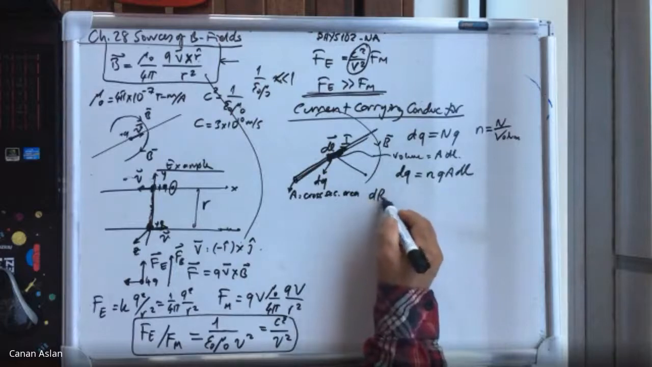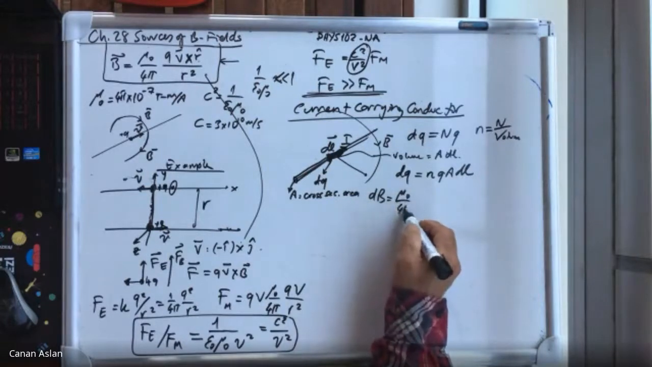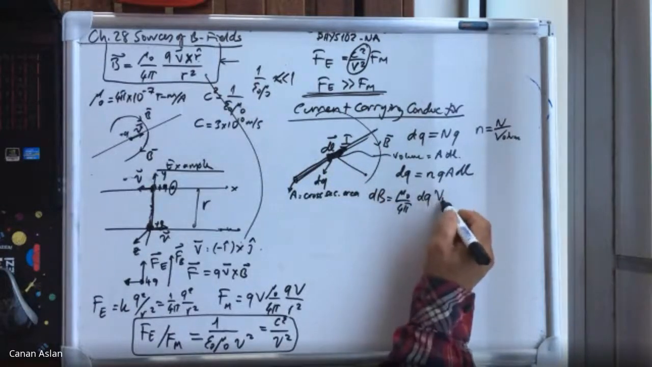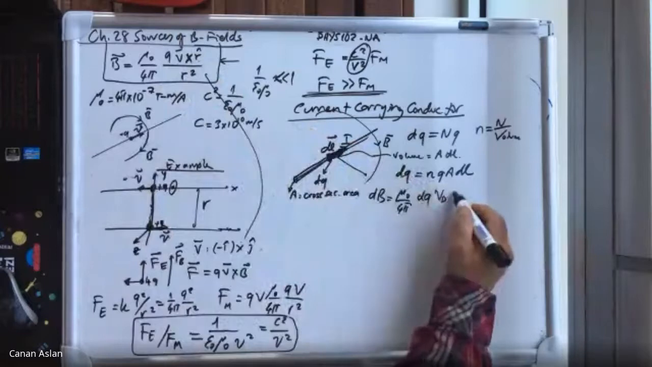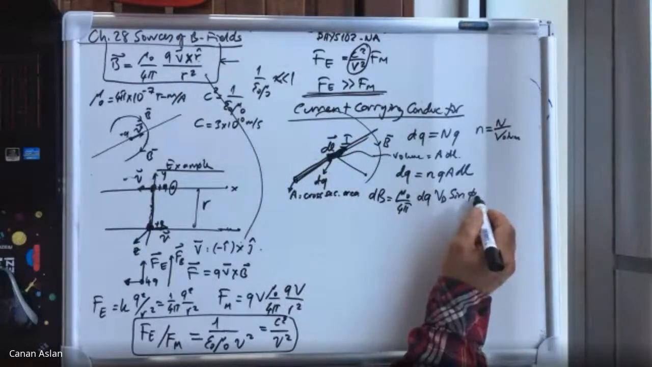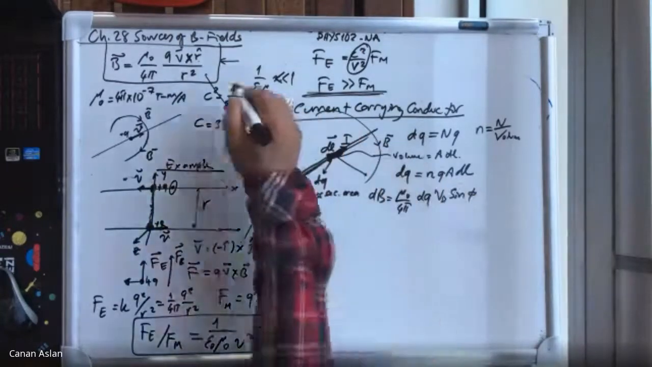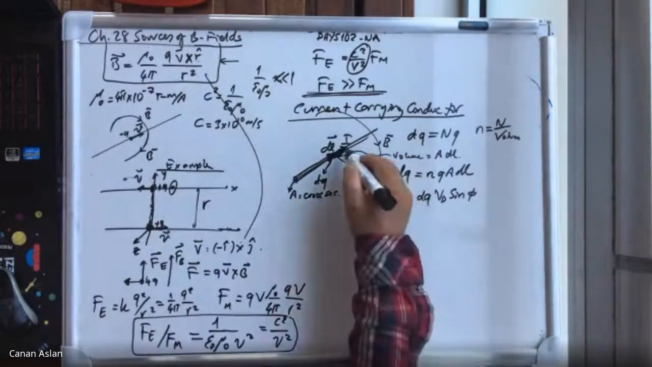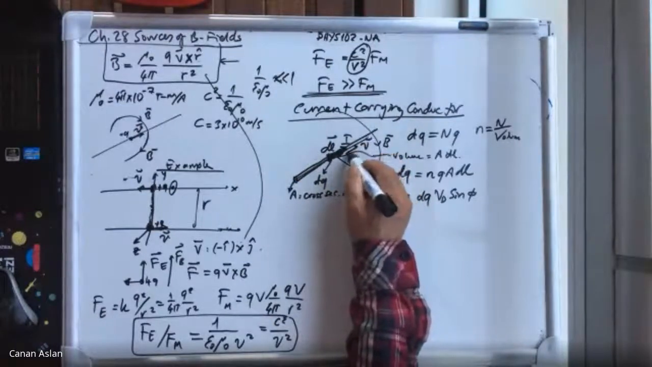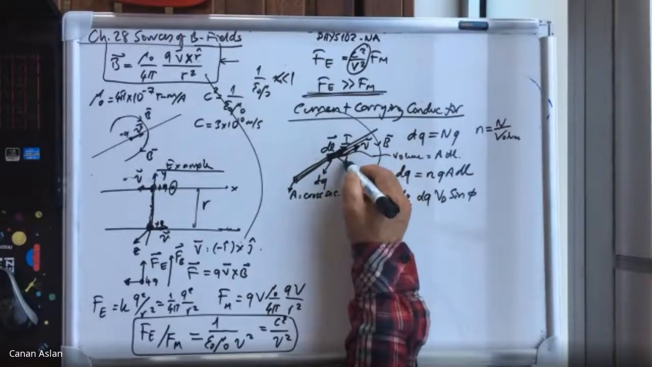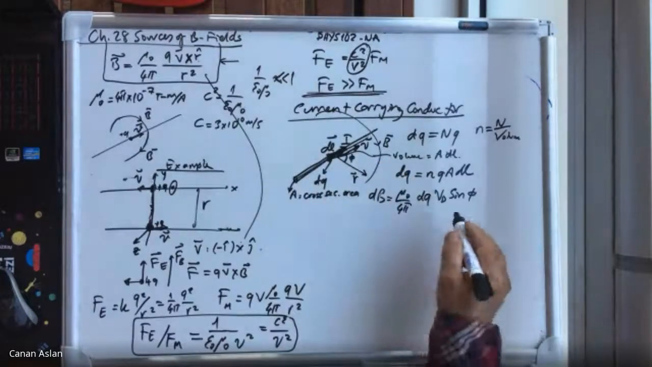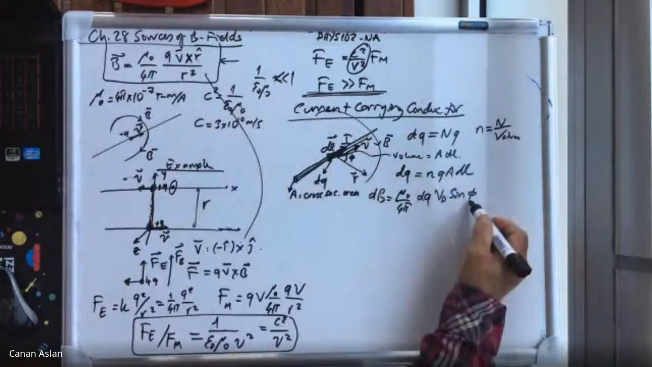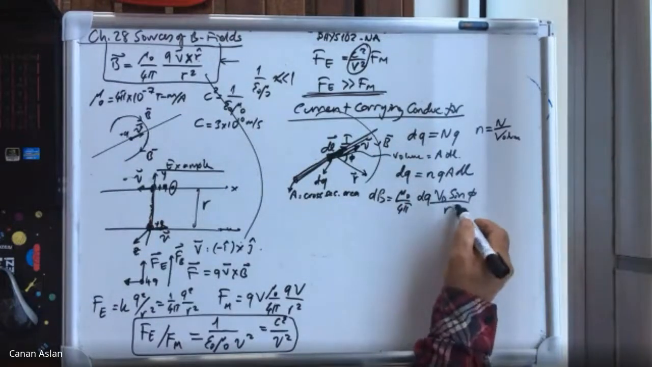So dB will be equal to mu 0 over 4 pi times dq times the drift velocity, times sine phi. This is the angle between the velocity and the r vector. This velocity is in this direction, and the angle is right there. So this is coming from the vector product. The magnitude of this vector product requires a sine phi, and everything is divided by r squared, of course.